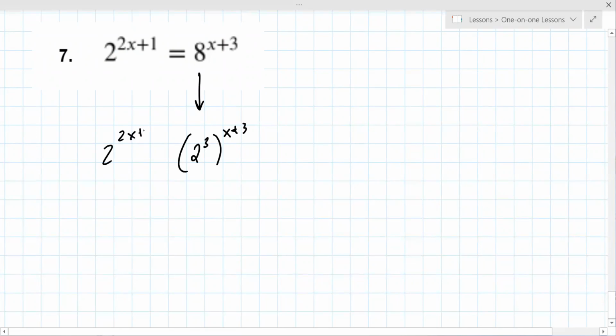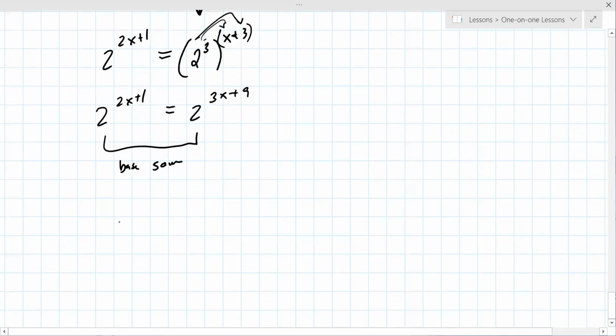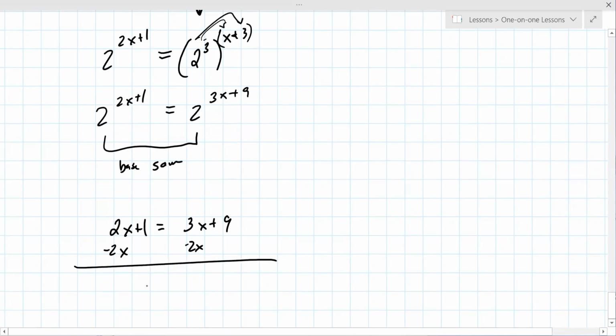Since the bases are the same, you're in good shape here. But you can't quite do that yet. You have to take this 3 and apply it to both of these in here. So the left side stays the same, but the right side becomes 2 to the 3x plus 9. Because the bases are the same, you can set the exponents equal. If you subtract 2x from both sides, x equals -8.